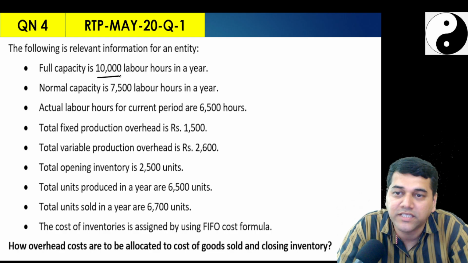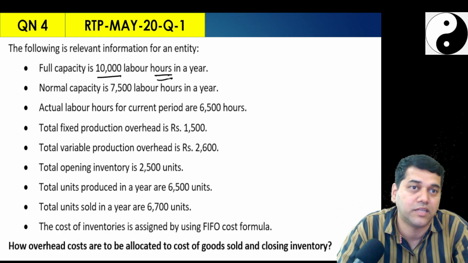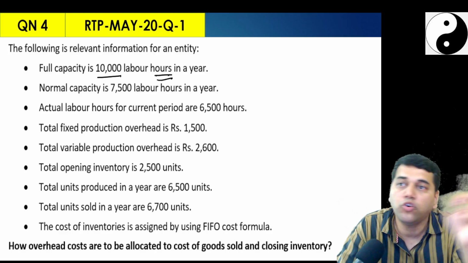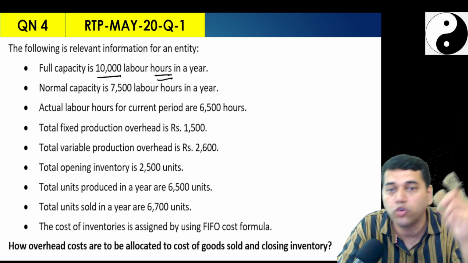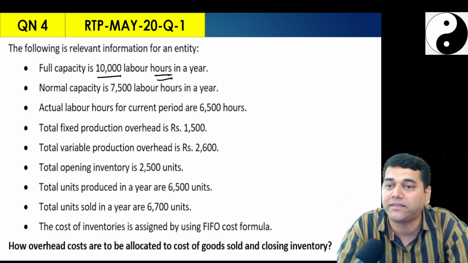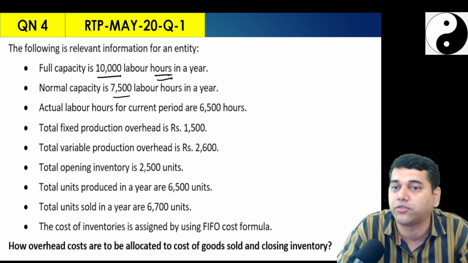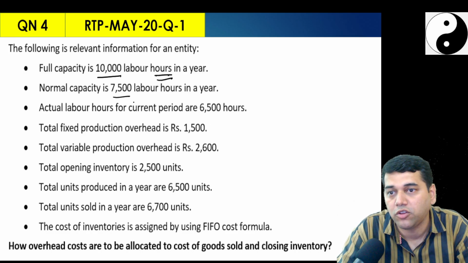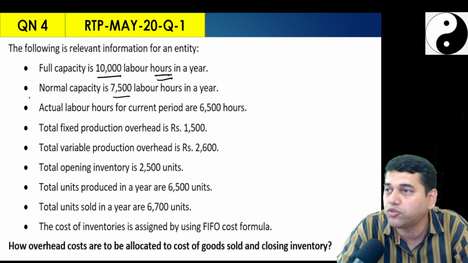Full capacity is 10,000 labor hours. That means your organization must be a labor intensive company. So don't follow any other method to allocate. Don't go with allocation based on the normal capacity, because they gave you the normal capacity also, in labor hours. Normal capacity, full capacity, which one should we go for?